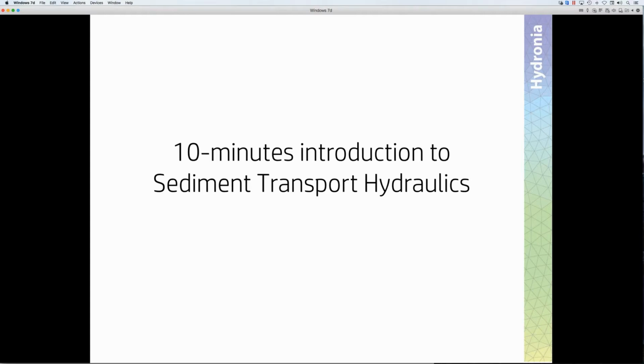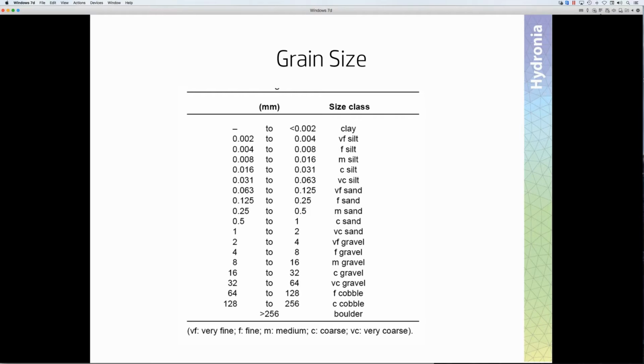Very brief introduction to sediment transport hydraulics. As I said before, in nature we have a wide range of sediment sizes that are characterized by size classes that can go from very fine, clay-type sediment, up to the boulder size, which is huge, meter-size particles.